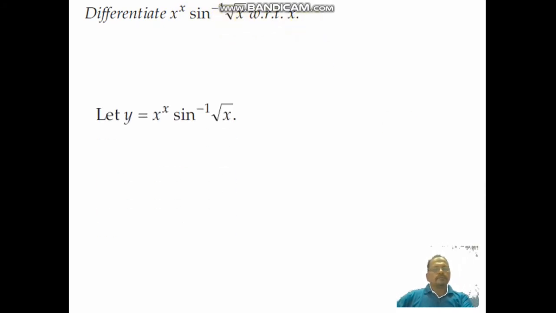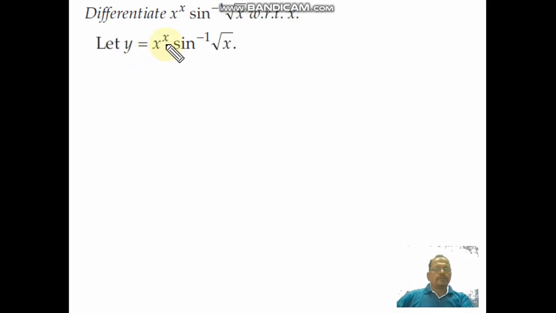Let us solve one more problem. Differentiate x raised to x into sin inverse square root of x with respect to x. As usual, y equal to x raised to x into sin inverse root x. Remember, this is the product, and inside the product this is function to the power function, and therefore we have to use the logarithmic differentiation.